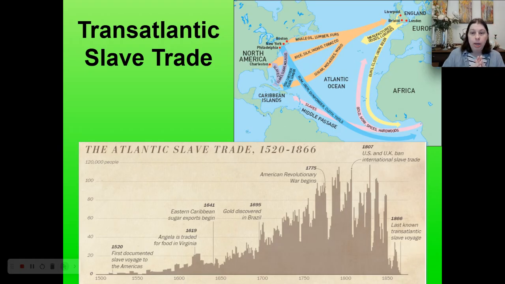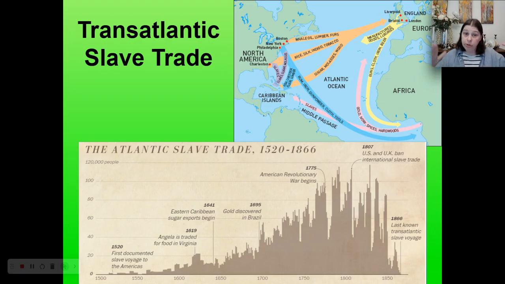So if you look at the graph at the bottom of the slide, you'll see that it's measuring the volume of the slave trade across the centuries, and it peaks in the late 1700s and very early 1800s, right around the time of the American Revolution. By that point in the slave trade, the Spanish and the Portuguese have fallen off a little bit, and it's dominated by Dutch and British ships, American ships as well, although obviously other countries continue to participate.